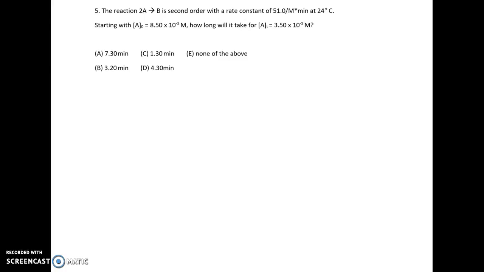And then, before anything, in order to solve this, we have to see the information that they gave us. What did they give us? They told us that 2A yields B is second order. So right there is already telling us the equation that we need. The only thing we have to remember is that the concentration-time equation for second order is 1 over the concentration of the final A equal to K, the constant, times time, plus 1 over the concentration of A initial.